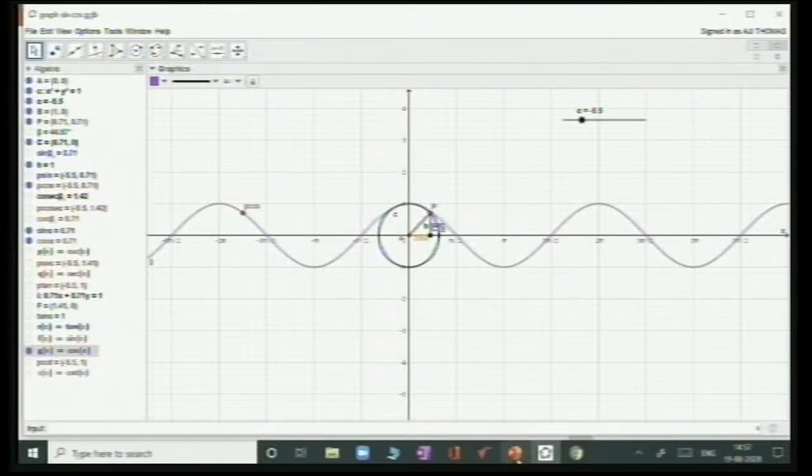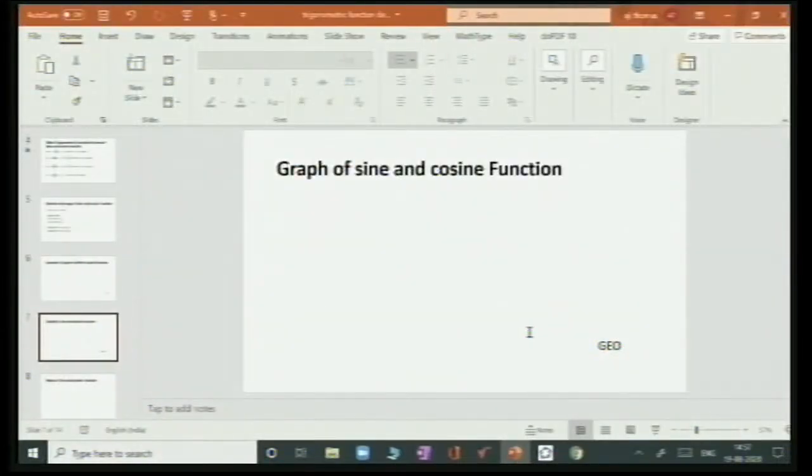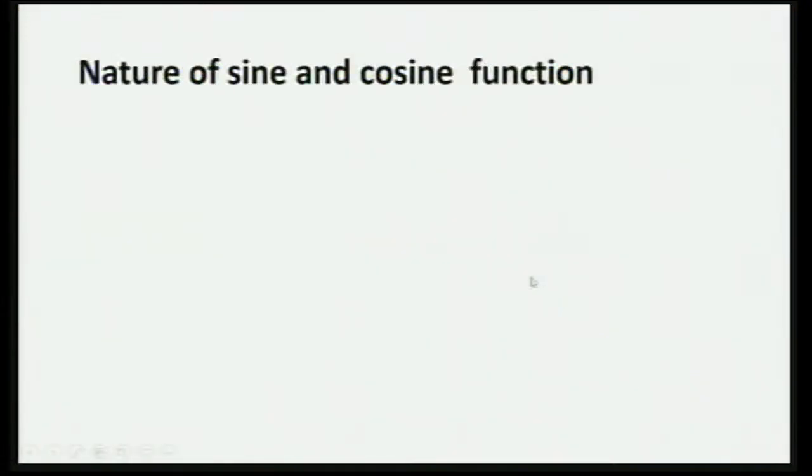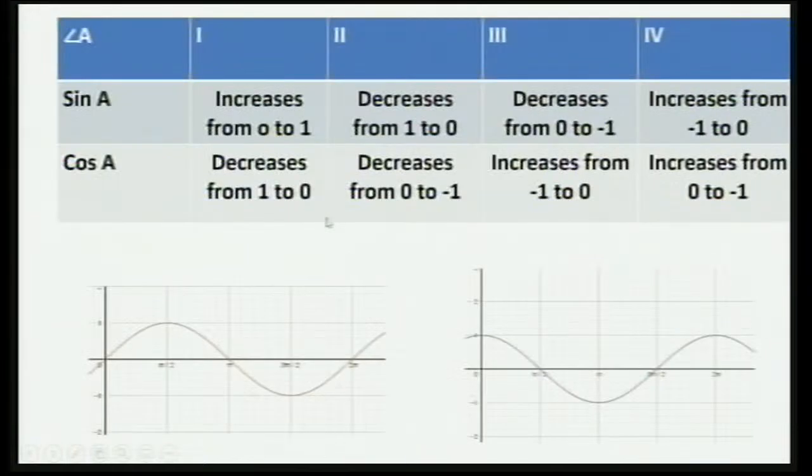So let us come back to our slide. We have seen what sine and cosine are. Now we can talk about the nature of the sine and cosine functions. For your convenience, I have drawn the graph here, the same graph which we plotted in the GeoGebra software, for the first quadrant, second quadrant, third quadrant, and fourth quadrant.